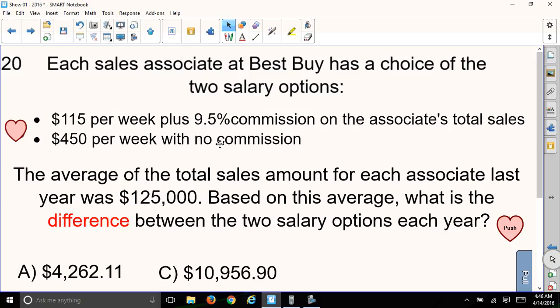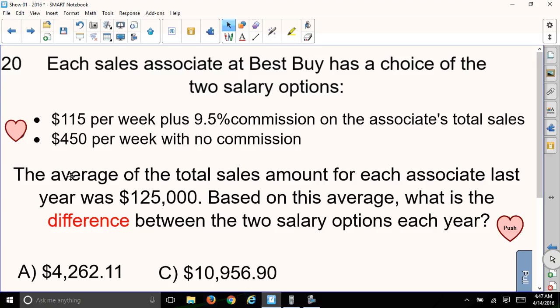Commission is the actual money you get from selling something. So if you sell something, you're going to get a portion of the sales. So it's a percentage or a fraction of the sales that you get. So that's a way a person gets their salary for their job.